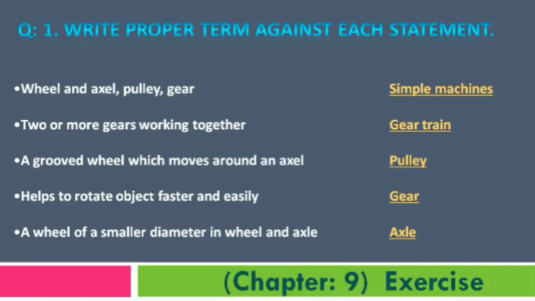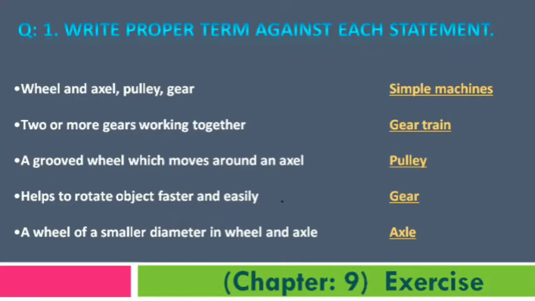Okay, the next one, it helps to rotate objects faster and easily. That is what? That is gear. Yes, gear. We have to rotate the object very fast, so we have to use the tooth wheel, this is called gear.